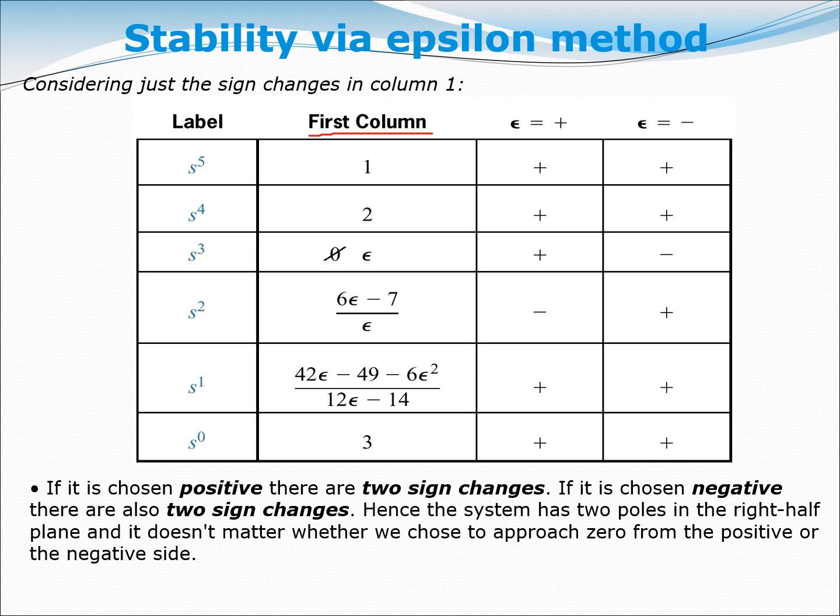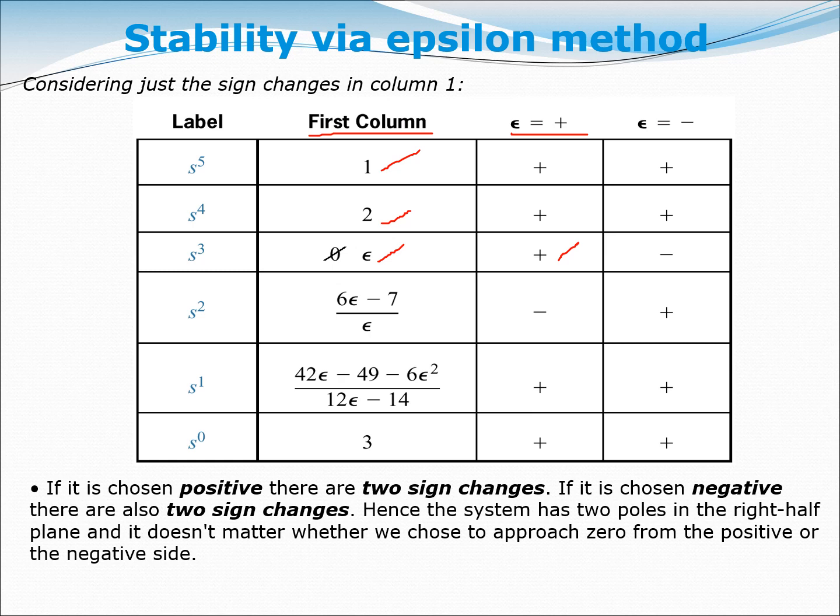Now we focus on the epsilon. What happens if epsilon is positive? For simplification, you can treat it as a positive 1. So let's look at the first row of the first column. This is 1, it is positive. 2 is positive. Now epsilon is positive, so here is positive.